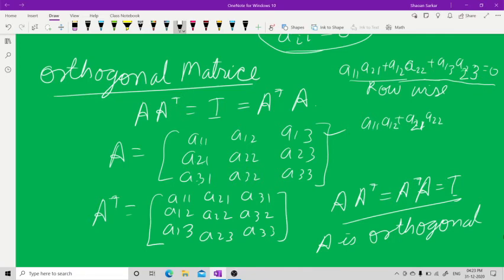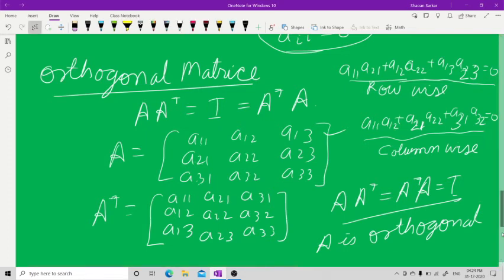Now this is A21, A22 plus A31, A32. This is column wise. So this is 0, column wise. This is an orthogonal matrix. Now we will see a transjugate matrix. Before that, I'll show you something.